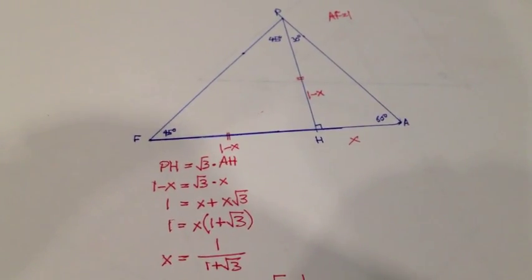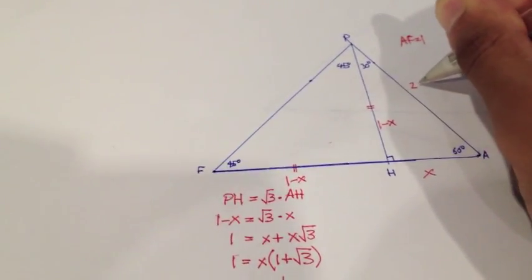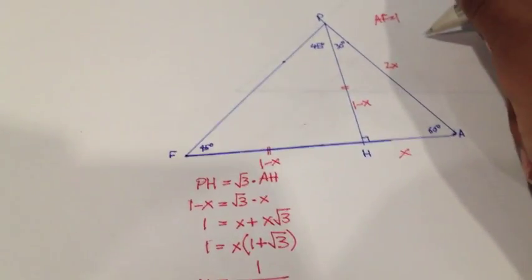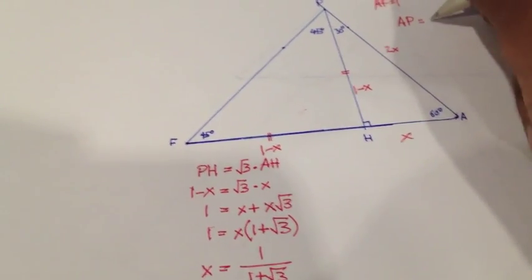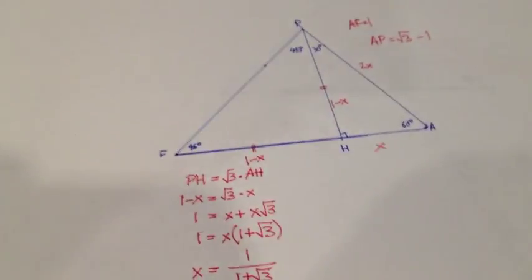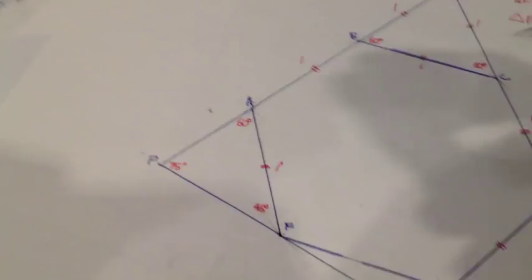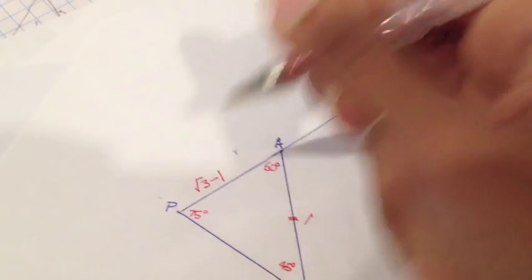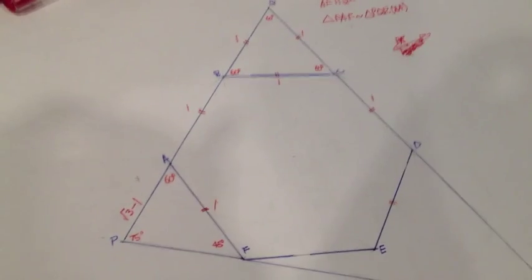So what does that make AP? We know that AP is 2x because of the relations in the 30, 60, 90 triangle. So that means AP is actually equal to root 3 minus 1. So we can go back to our bigger diagram and label that over here. Root 3 minus 1. So we want to find the ratio between triangle PQR and triangle PAF.